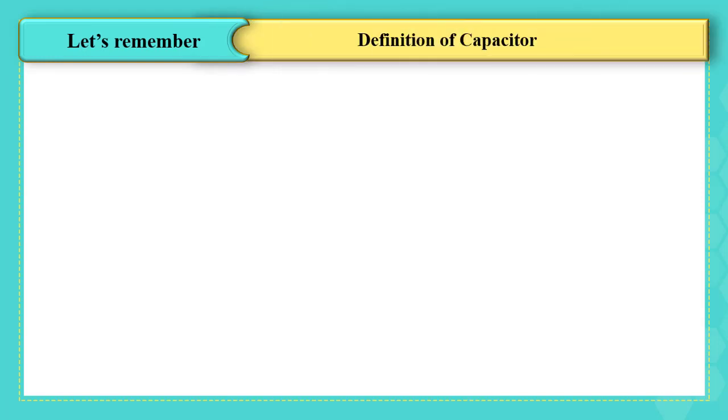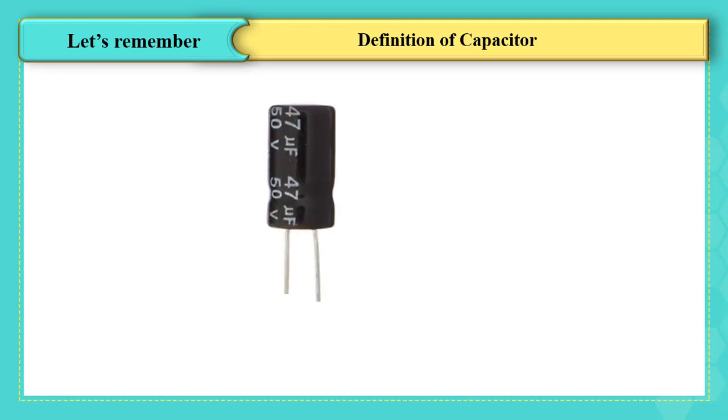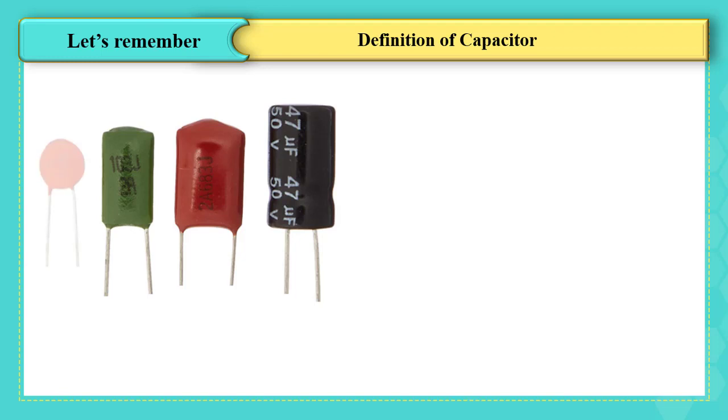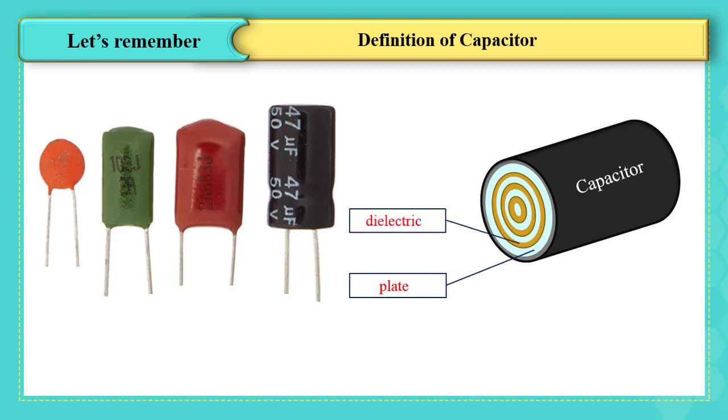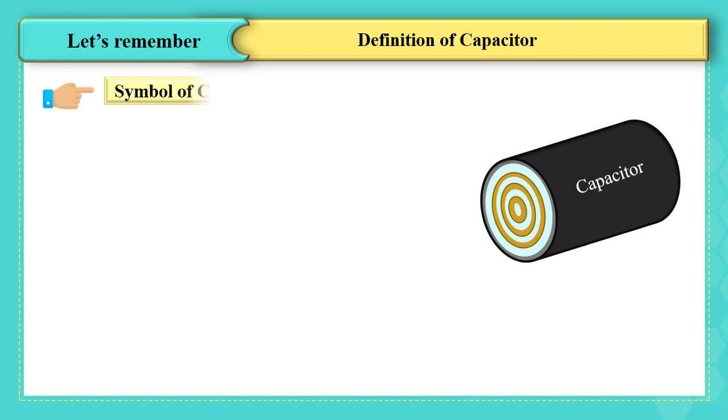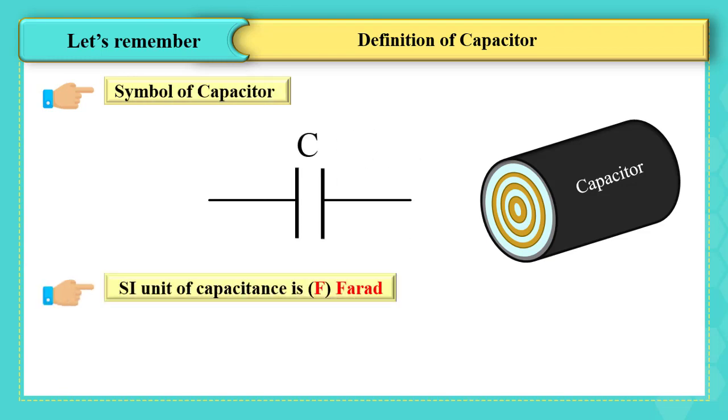First, let's remember some of the concepts from the previous year. Definition of a capacitor. Capacitors are electric elements formed of two parallel conducting plates separated by an insulator or dielectric substance and used to store electric energy. The symbol of the capacitor is shown in the figure, and the unit of capacitance in SI is the farad.